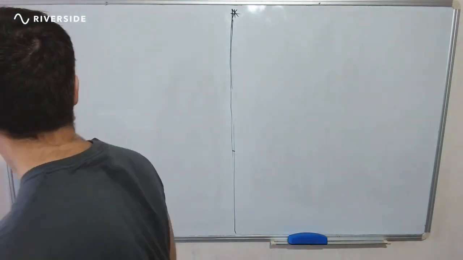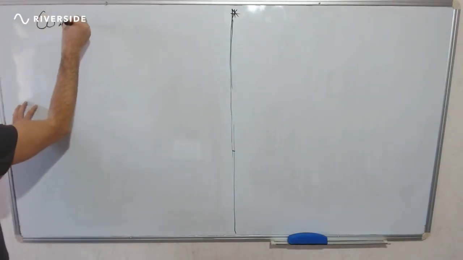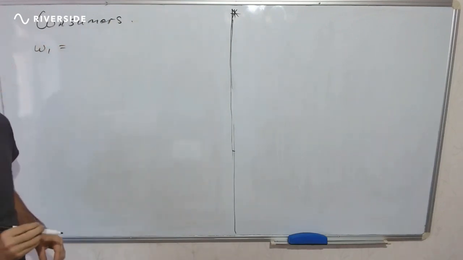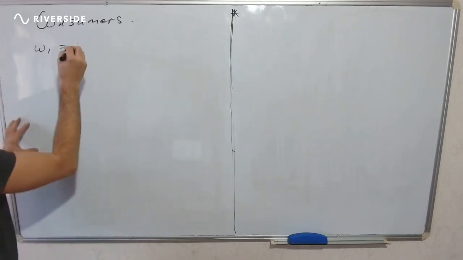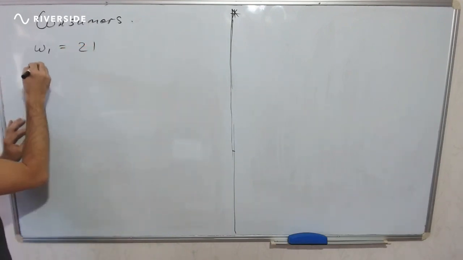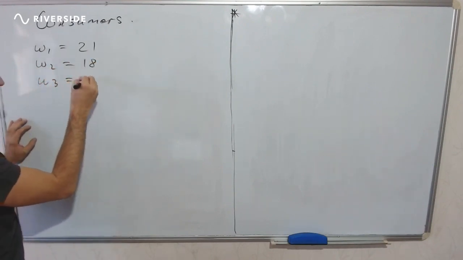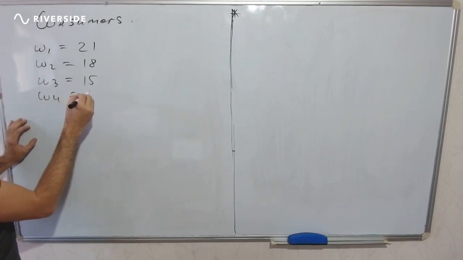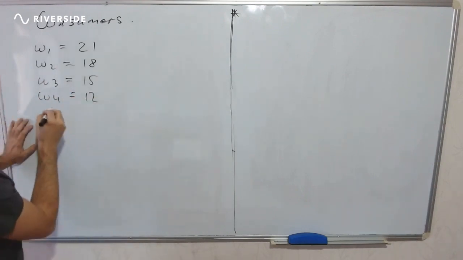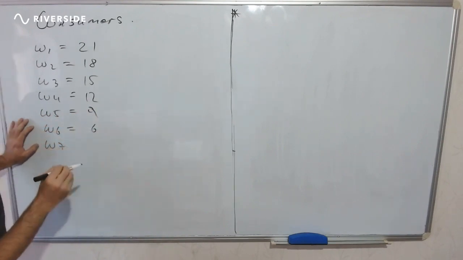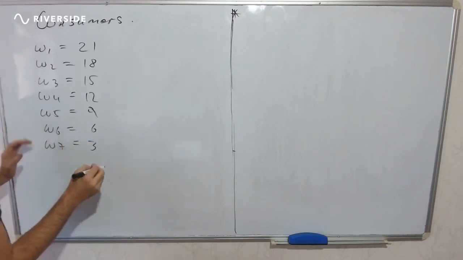So here we will have the following characteristics. We have 7 consumers, and they will be ranked by their willingness to pay, the maximum price they're willing to pay for the car. First one, 21, 18, 15, 12, 9, 6, and our last customer is 3.